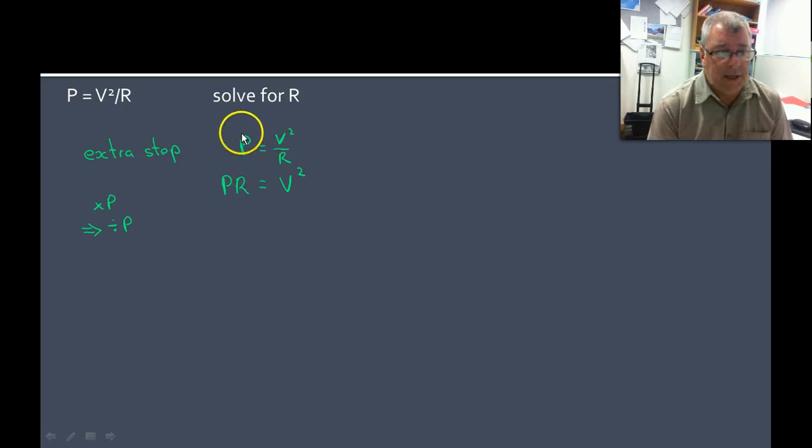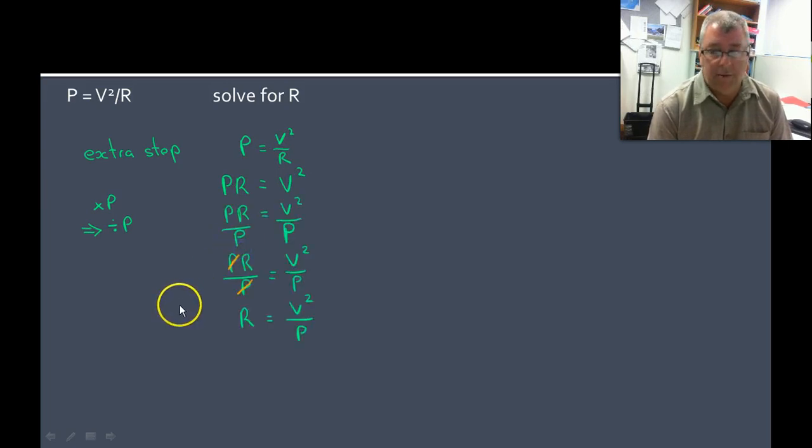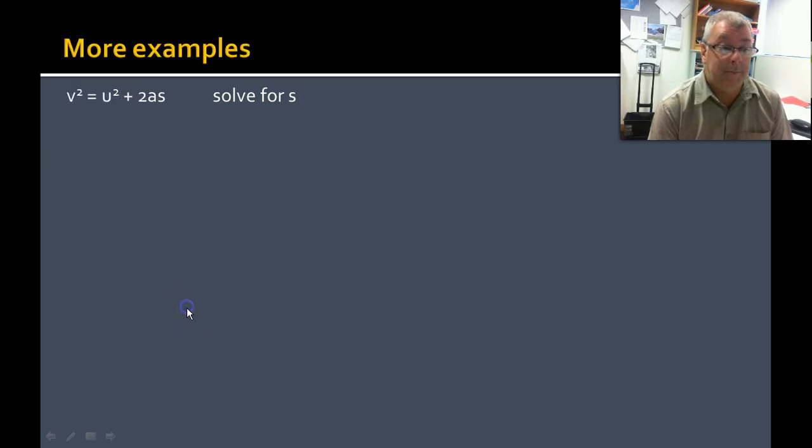So this little trick here is something to look out for. If what you're solving for is at the bottom of a division or a fraction, you want to move it across to the other side as the first step. And then you do the usual crossing out, and you get the answer.